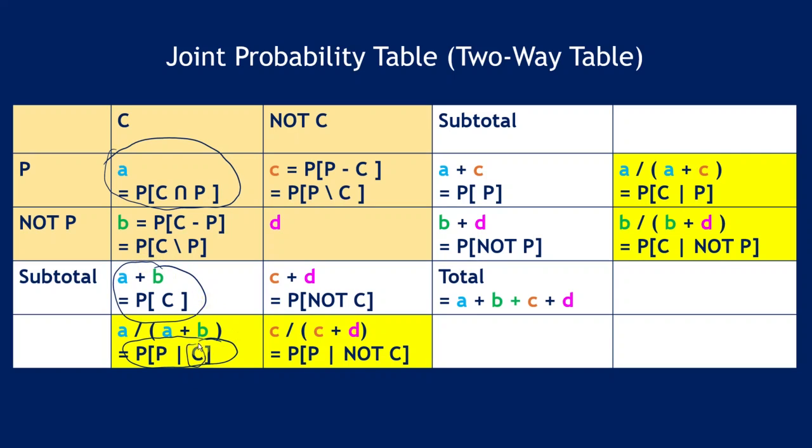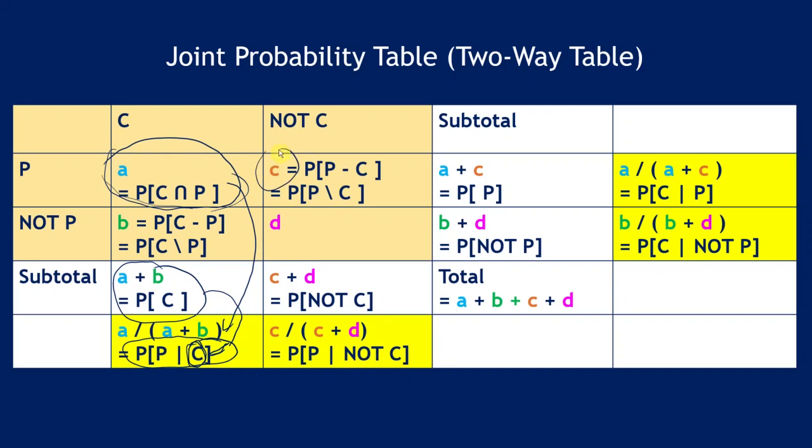So the new sample space, right? This condition over here, we want this probability, it's right here. And then the probability of P and C, the overlap, is over here. So we will take A and divide it over here. So this is the probability of P given that we already know that the person also likes chocolate. So P given C.